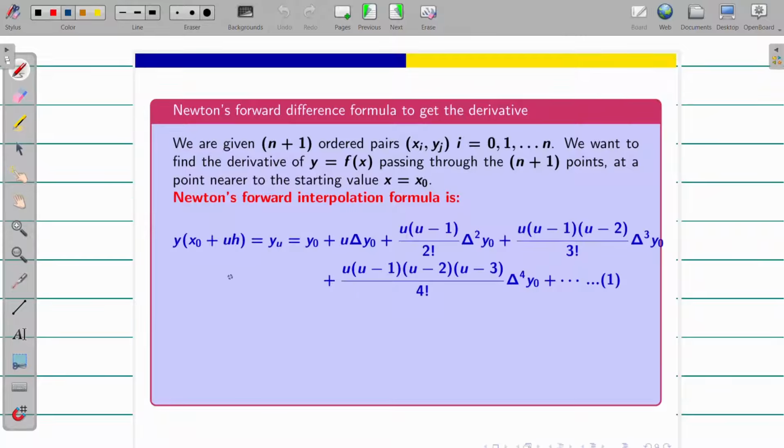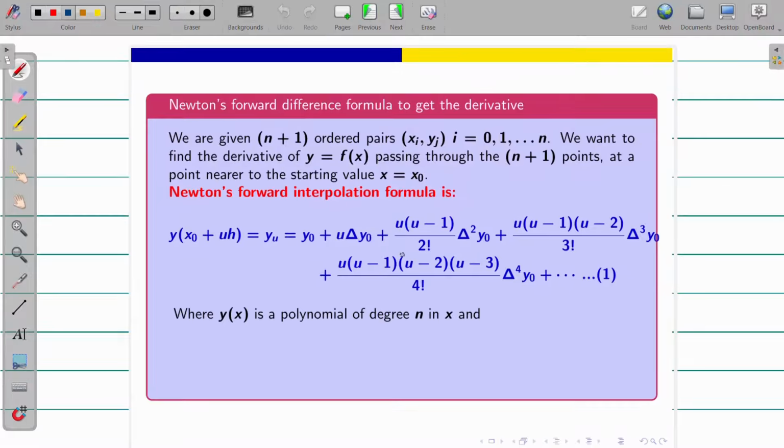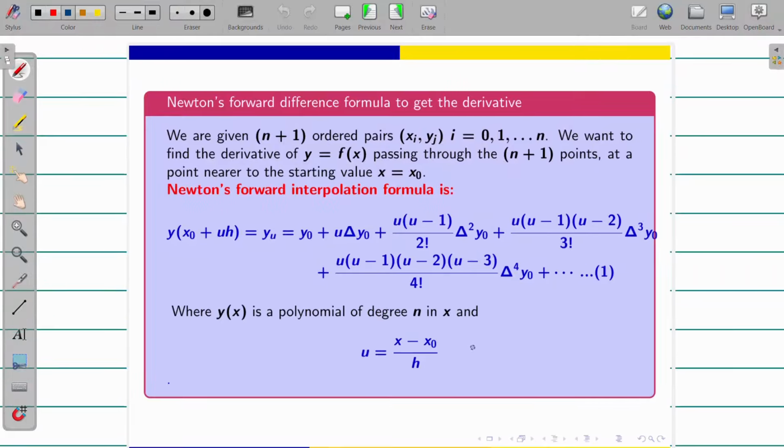Right. This is Newton's forward interpolation formula. You know very well, we already discussed it in the previous video lectures. y naught plus u into del y naught plus u into u minus 1 by 2 factorial del square y naught, etc. Here, what is the value of u? How to find? u equals x minus x naught by h. That's it.